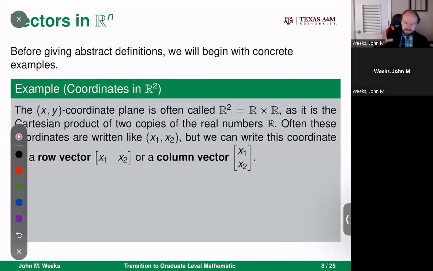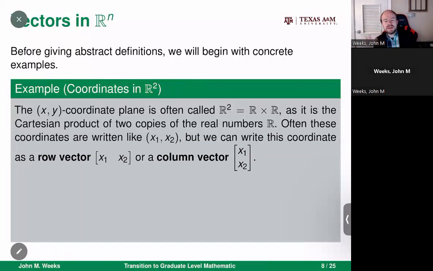So often these coordinates are written like x1, x2. This might be a way that we write this in case we don't want to refer to y as its own letter, but instead we want to just number them as the first coordinate, second coordinate, x1, x2. But we can also write this coordinate as a row vector, which is a 1 by n, 1 by 2 in this case, vector, or a column vector, which is an n by 1, in this case n is 2, a 2 by 1 matrix.